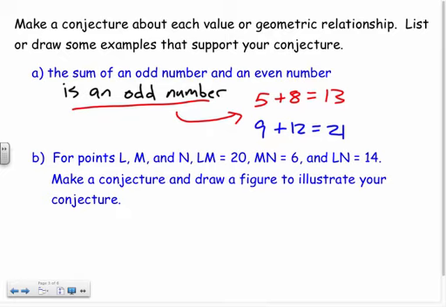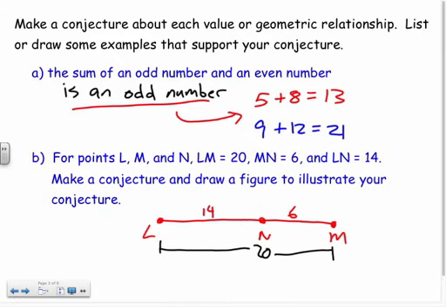Well, let's draw that figure. So LM is the big segment. That's 20. Then it gets broken off. LN is 14, so N is somewhere around there. So LN is 14, MN is 6, and they make a total of 20, correct?